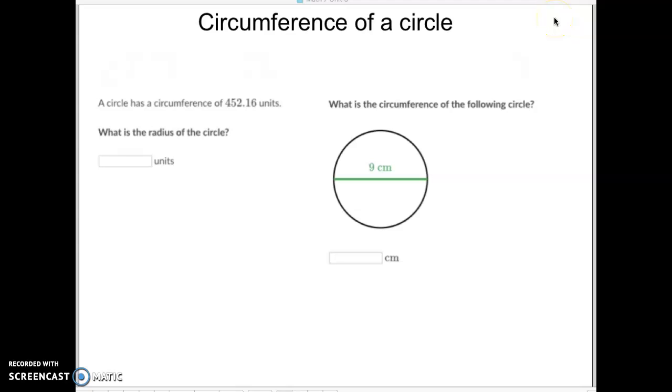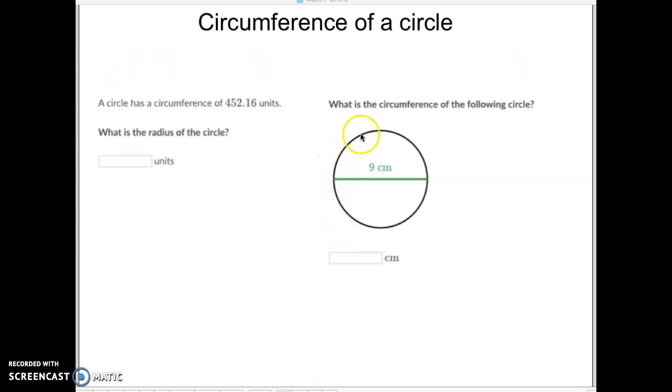All right, Math 7 students, today we are doing circumference of a circle. Again, not overly difficult. You just have to know the formula for how to figure out circumference of a circle. First of all, what is circumference of a circle? Let's just talk about that.